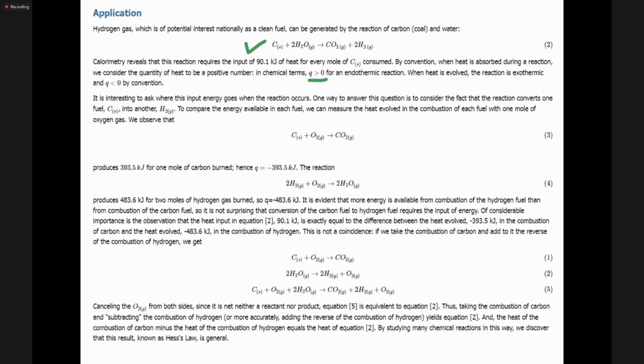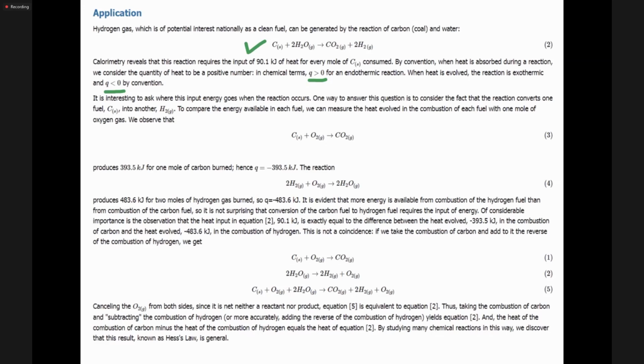But when the reaction's heat is evolved, it is termed an exothermic reaction, and then we will have Q less than 0. Now, it is interesting to ask where this input energy goes when the reaction occurs. This question may arise in your mind: this energy I am putting in, where does it ultimately go? One way to answer the question is to consider that the reaction converts one fuel, that is carbon solid, into another fuel, that is dihydrogen gas.